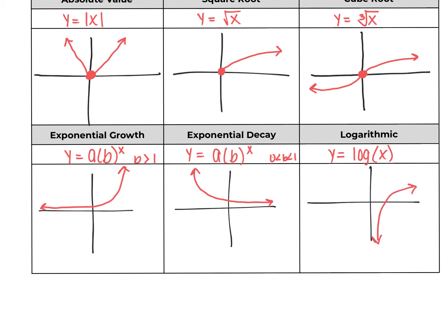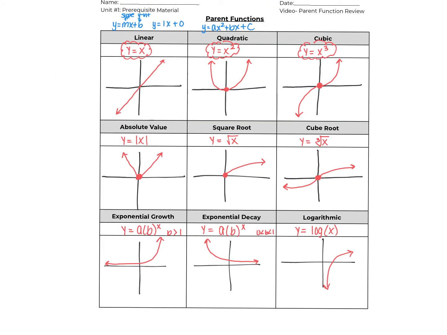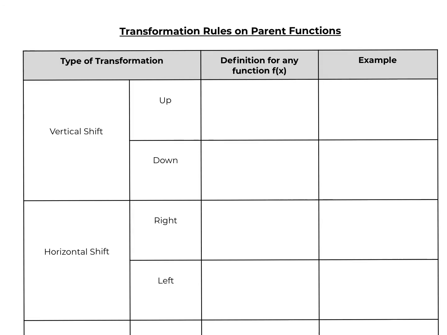All right, so it's important to know what these pictures look like because I'm going to ask you to transform them. So of these graphs, I could ask you to say, take this absolute value function, shift it up, shift it down, shift it left, shift it right, and so on and so on. So it's important to know what each of these pictures look like so that we can transform them. All right, let's move on to the next page.